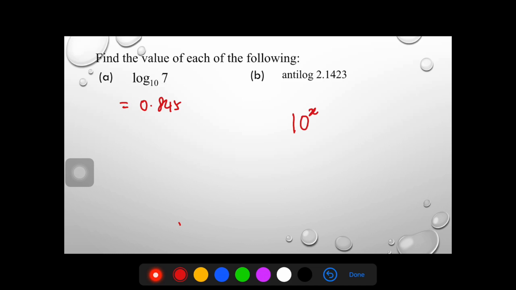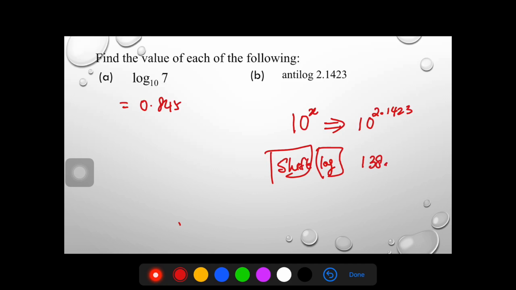So anti-log of 2.1423 actually refers to 10 power of 2.1423. So you press your calculator, shift log. Okay, this is anti-log. You press this button, shift, and then you press log, 2.1423. The answer will be 138.7714. So this is the answer.